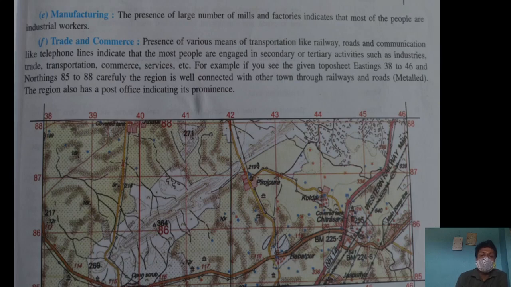Now manufacturing. The presence of a large number of mills, factories indicates that most of the people are industrial workers. Okay, and trade and commerce, in the presence of rail track. This is rail track. Western Railways margin written here. So this is the rail track. NH14 written here. This is also metal road.